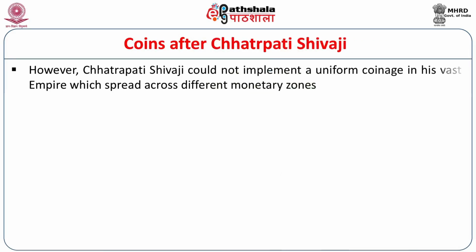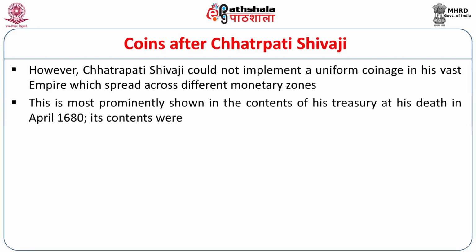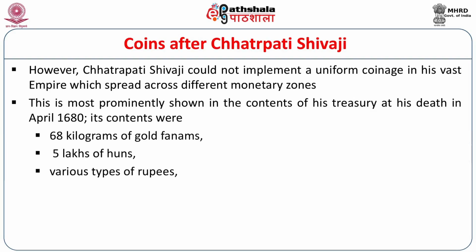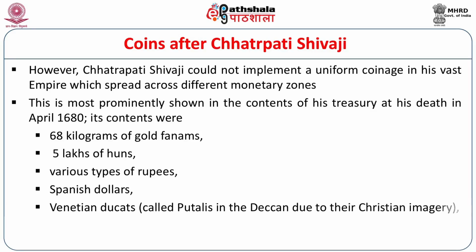This brings us to the question of the coinage in the period of Chhatrapati Shivaji Maharaj the Great. We find that he was unable to implement a uniform coinage in his vast empire since it crossed various different monetary zones. Looking at his treasury at his death, one of the contemporary authorities tells us that he left 68 kilograms of gold fanams, 5 lakh hoons, various types of rupees, Spanish dollars, even Venetian ducats coming all the way from Venice. These were called putlis in Maharashtra in view of the Christian imagery on these coins. And finally, we have the gold mohurs of Surat, which definitely came from the Surat raid and other Mughal mints.